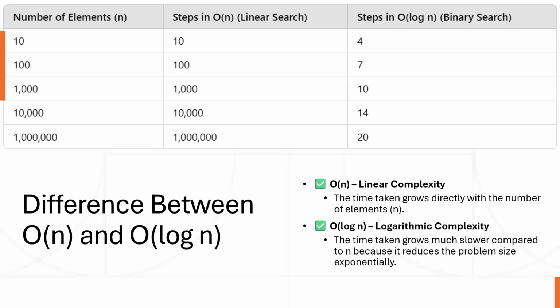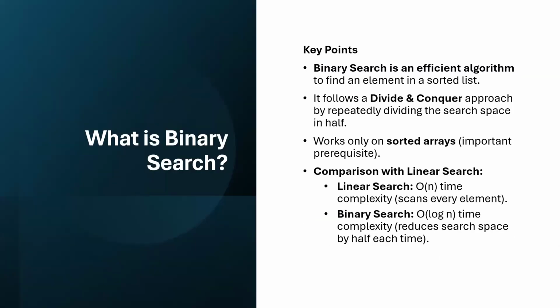So before checking the difference between order of n and order of log of n, we will start with why binary search. So, as I told you, imagine you have a phone book with 1,000 pages and you need to find a name. With linear search, you could check page by page, which in the worst case will take around 1,000 comparisons.